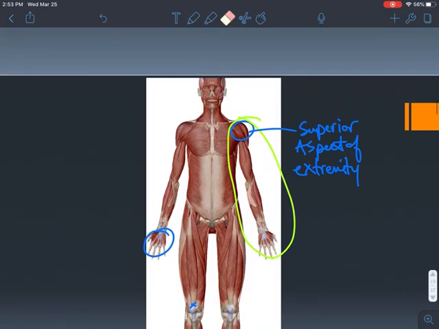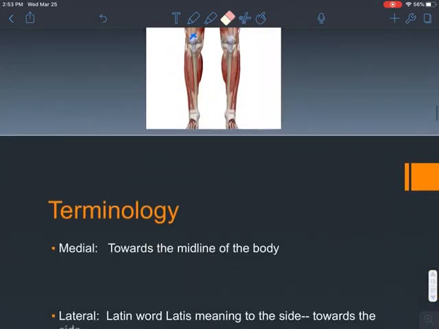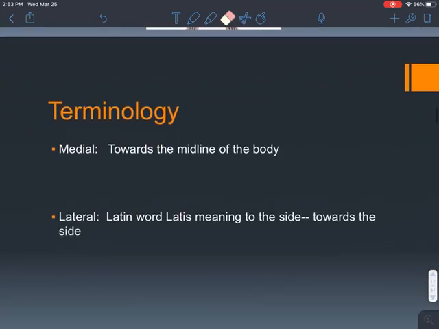All right, so superior and inferior, I hope we got those two. Superior above, inferior below. All right. Now, we'll move on to the next one. So we have medial and lateral. So medial is a term pertaining to the midline of the body, and lateral is a term towards the sides.